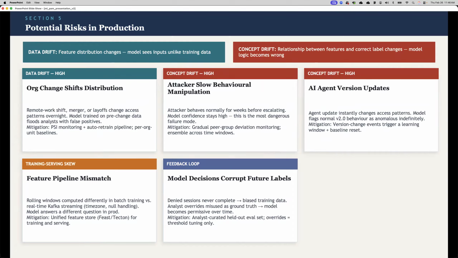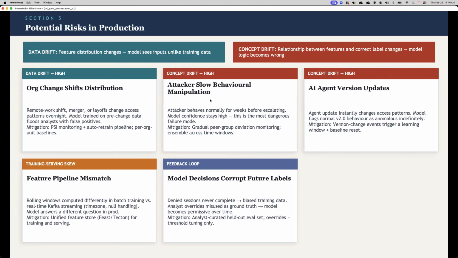Finally, I considered production risks. Data drift can occur, as we know, when organizational changes shift access patterns, leading to false positives. For example, mergers and acquisitions. This is mitigated with drift monitoring and automated retraining. Concept drift is more dangerous. That's the reason you see high here.